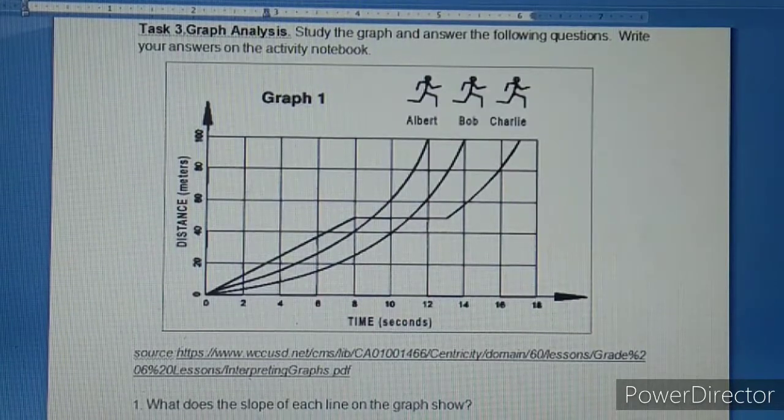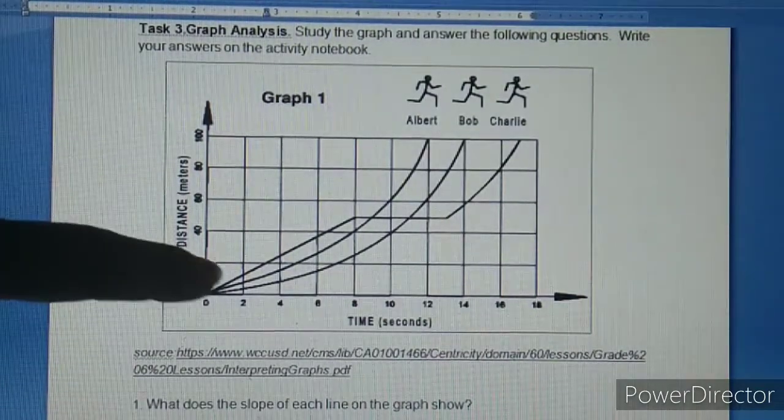Now, let's move on to your next activity, which is task 3, graph analysis. So you're going to study the graph and answer the following questions, and you are going to write your answers in your answer sheet. So this is an example of a line graph.